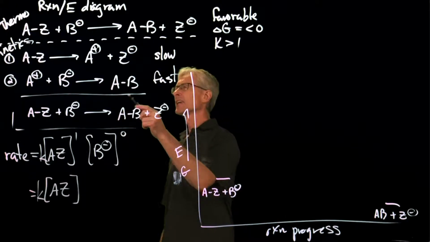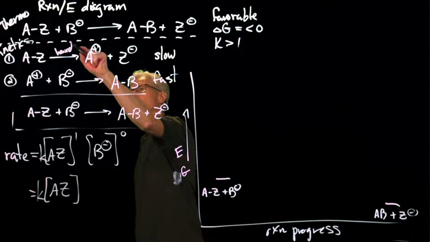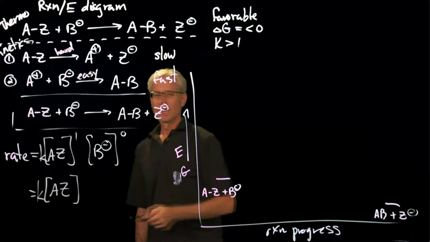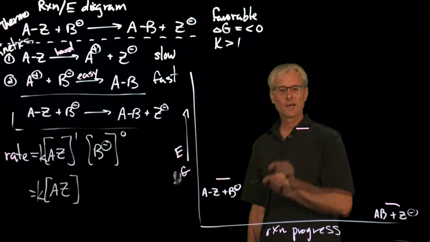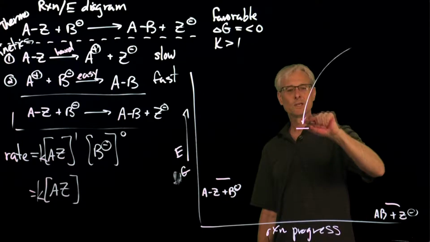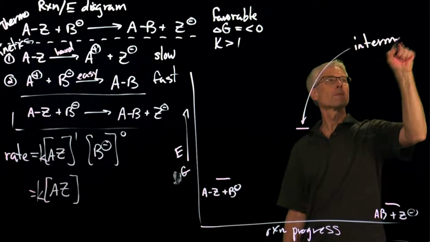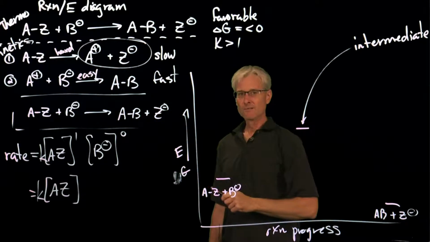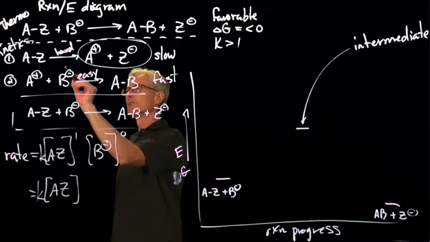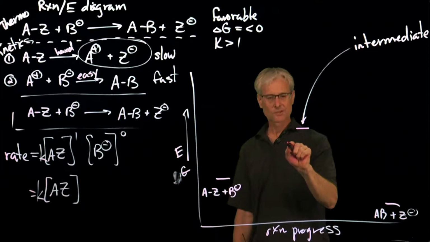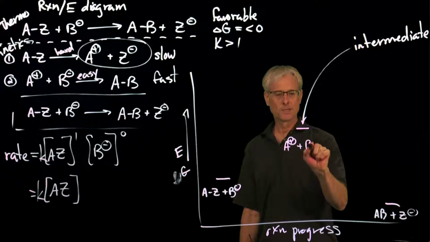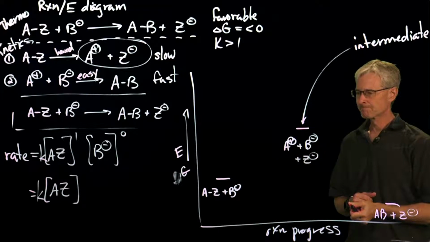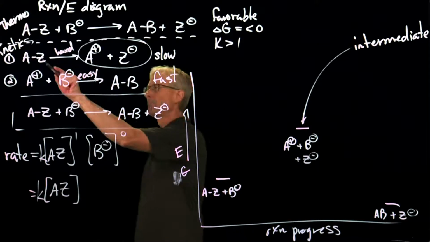Well, if we think about this again, this is going to be hard to do uphill, and this is going to be easy to do downhill. So at some point in the middle, we are at an intermediate. So this is an intermediate stage. And the intermediate stage contains the products, say, of the first step and what remains of the reactants. So that's A plus B minus plus Z minus. That's our intermediate stage.